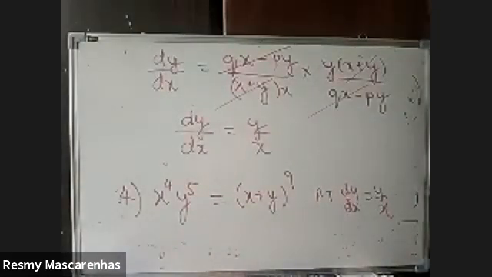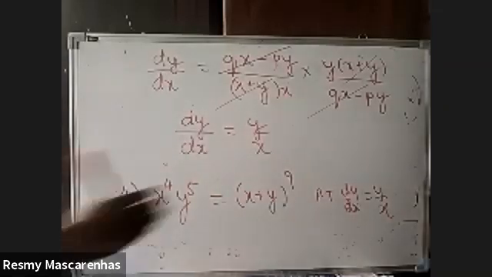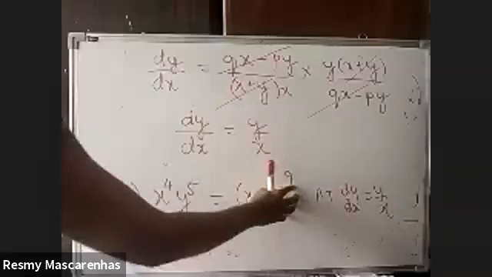Instead of P, 4 is there. And instead of Q, 5 is the same step. And that is x plus y raised to 9. Okay, so I'll try now quickly.